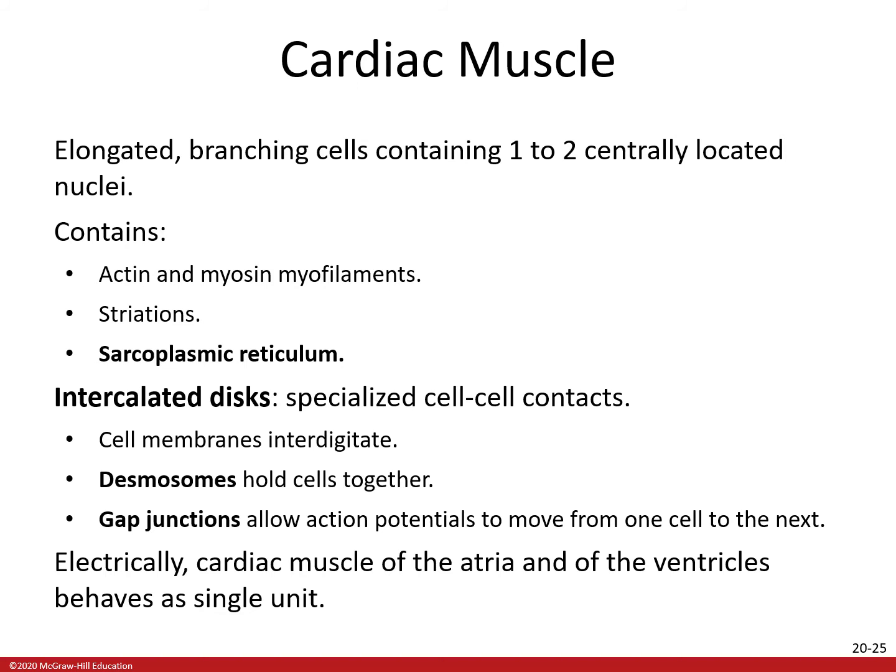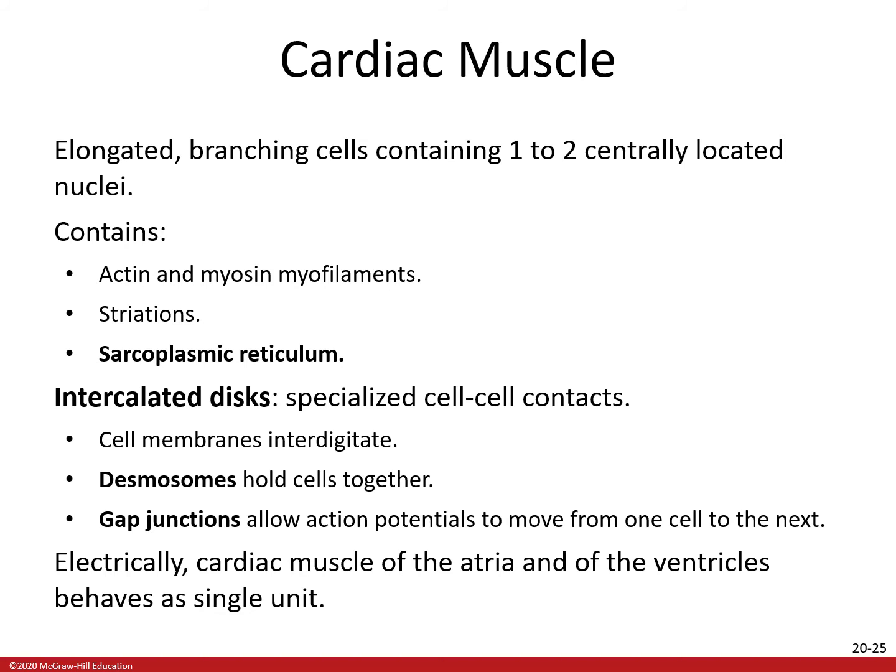The big important difference between cardiac muscle tissue and skeletal muscle tissue, aside from a few things, but I consider it one of the big ones that tells you what you're looking at, is the intercalated discs. These are going to be specialized structures that help with cell-to-cell communication. These cell membranes are going to interdigitate, and you're going to contain desmosomes, which are going to hold our cells together, and there are going to be gap junctions, which allow action potentials to move from one cell to the next.